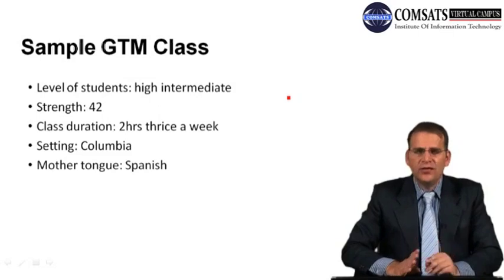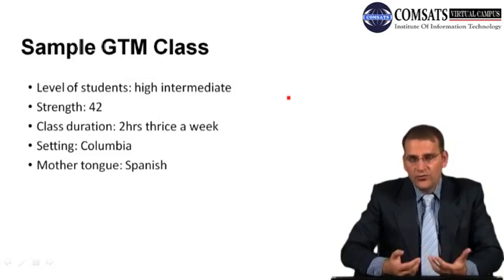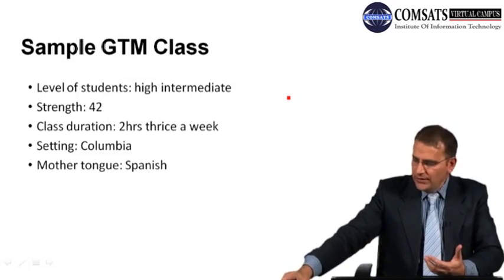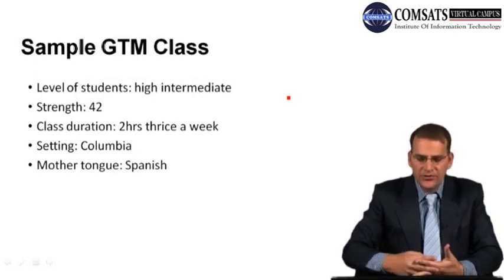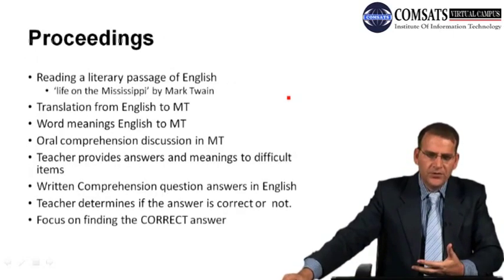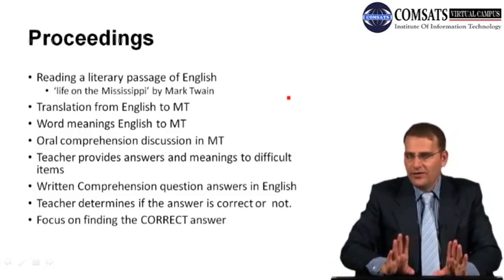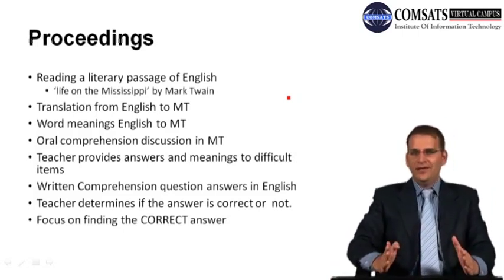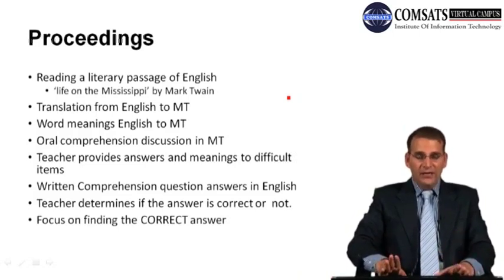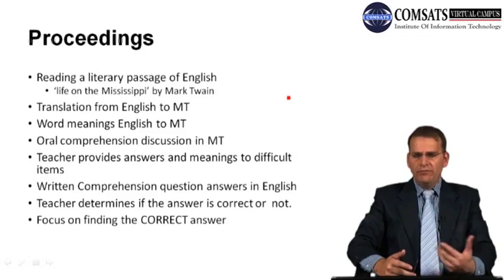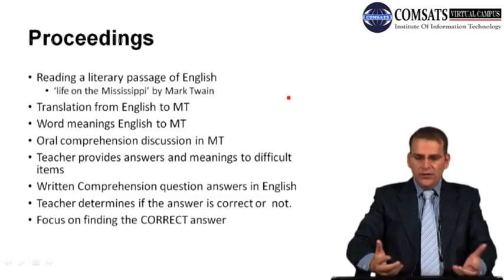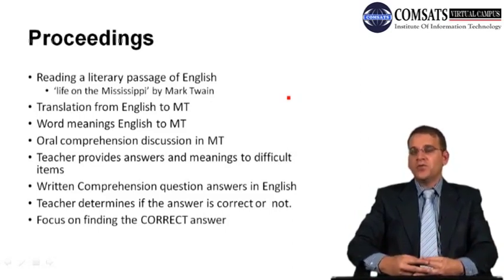But in the book that we are following, you will see in the first chapter that an ideal class has been shown. There the students are sitting, there are 42 students, and the level is high intermediate. So this is the class in front of you. How many students? 42, right? And how many times do they meet in a week? They meet 2 hours every day, which means 6 hours every week, and the setting is what? Colombia, in fact.